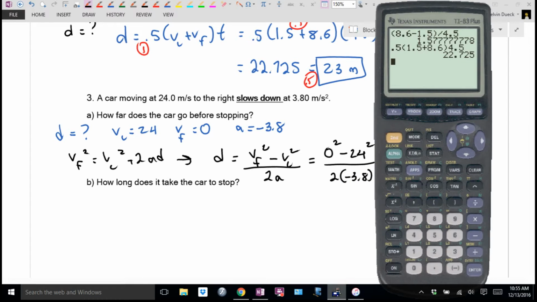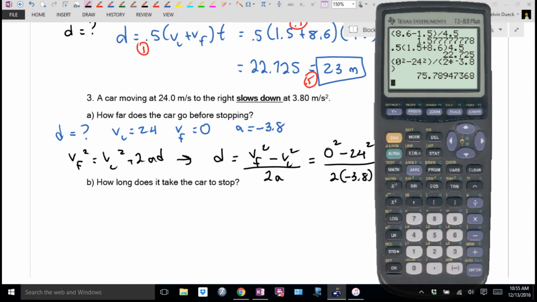See, this is nice because I know my answer should be positive. The top is negative because it's 0 minus something. The bottom is negative. What's a negative divided by a negative? If I had missed that negative in front of the acceleration, I'd be getting a negative answer in front of me, and hopefully that would make me nervous because I'd be saying, how could I go forwards and end up behind me? Right? Okay. 0 squared minus 24 squared, close bracket, divided by bracket 2 times negative 3.8, close bracket.